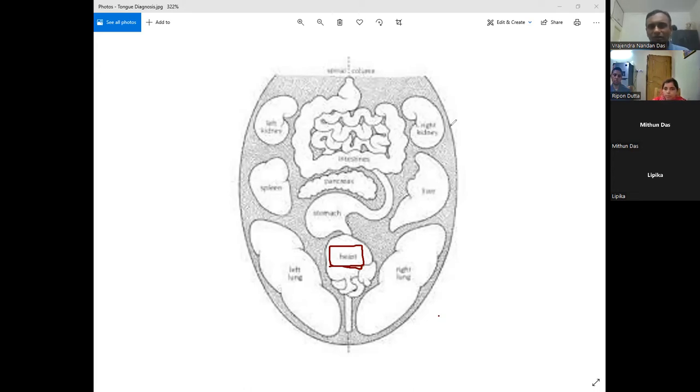So now I will just briefly show you the list of herbs for some very important organs of the body.